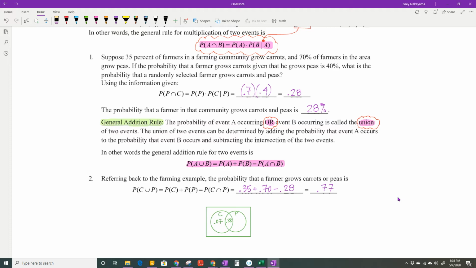And if the probability of peas is 0.7, then you take that part out, and what's left is 0.42. And if you were to add up all three of those numbers, then you're going to get the 0.77. So it's just a little visual about the example we were just doing.